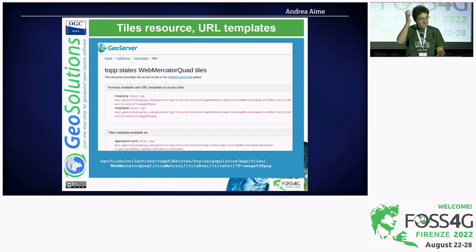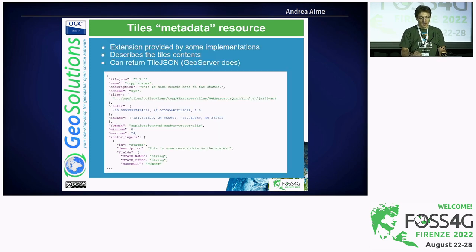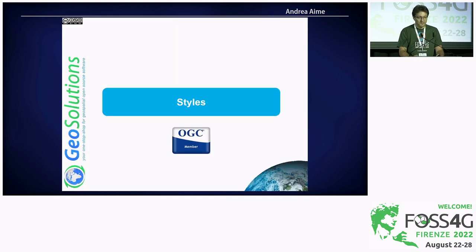The tile resources typically provide you with a URL template that you can then fill in X, Y, and Z, basically. They are just called tile matrix, tile row, and tile column instead. They have a metadata resource which can be implemented, and in GeoServer it is implemented as a TileJSON, which allows for better integration with the Mapbox clients.